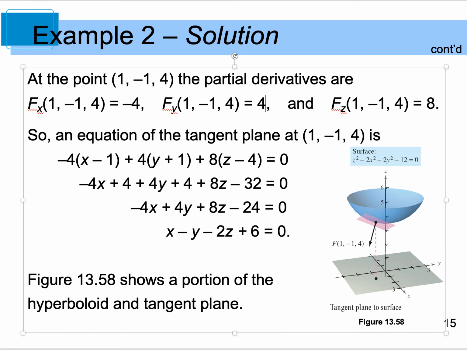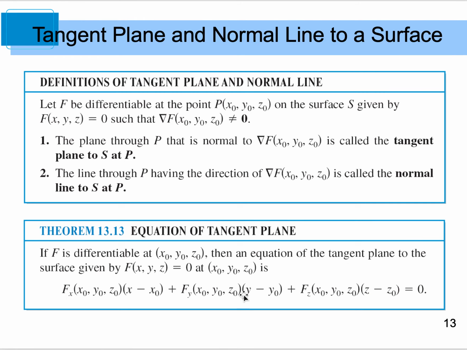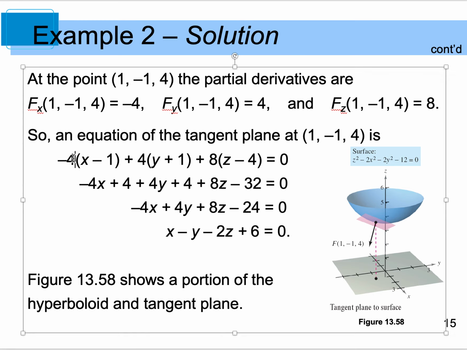Then I'm going to plug into that point slope description. So I'm going to have my value times x minus the x coordinate. Notice the x coordinate is 1, so it's x minus 1. Then I'm going to have my partial derivative of y for my slope, y minus the y coordinate. Well, the y coordinate is negative 1, which means it's really y plus 1. And then I last have the coefficient of 8, so there's nothing to plug in, so it's just 8, times z minus the z coordinate, which is 4.